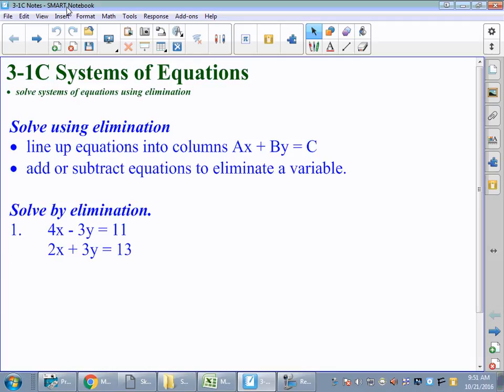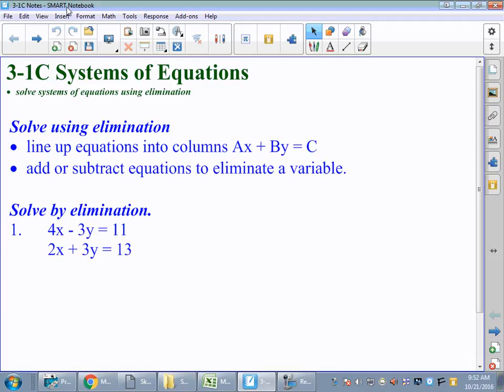This is kind of nice if you look at number 1. Number 1 would be a nightmare to graph, to put in y equals mx plus b. It would also be a nightmare to use substitution. To isolate one of those variables would get very messy. You'd have a really big fraction to plug in, and you'd probably get lost along the way. So a simpler method is to line up our x's, our y's, and our c's vertically.